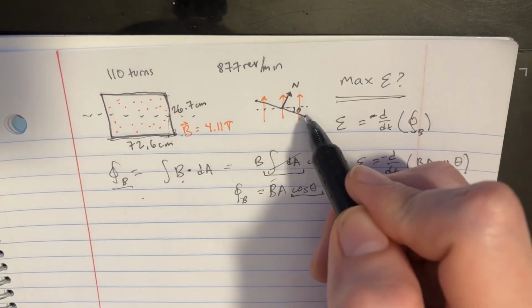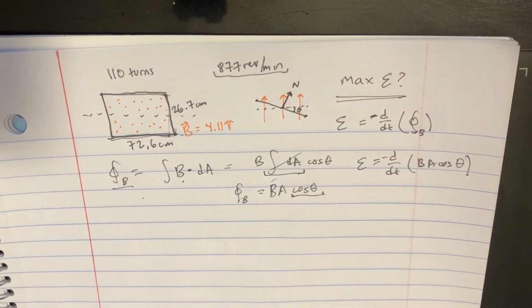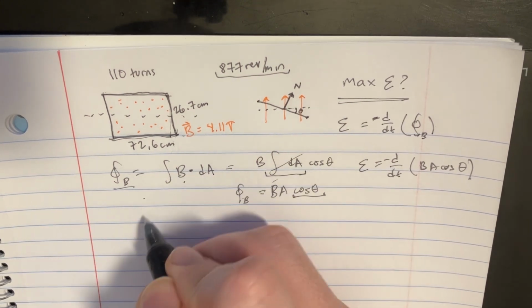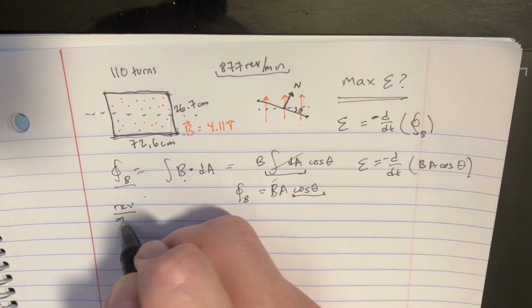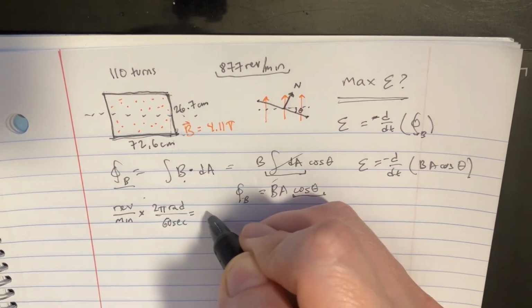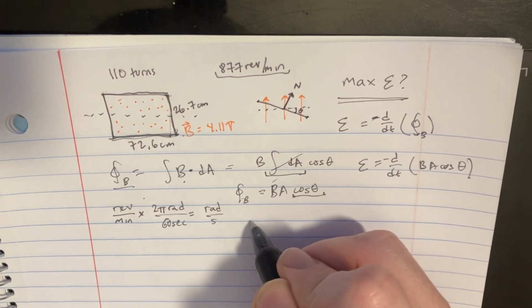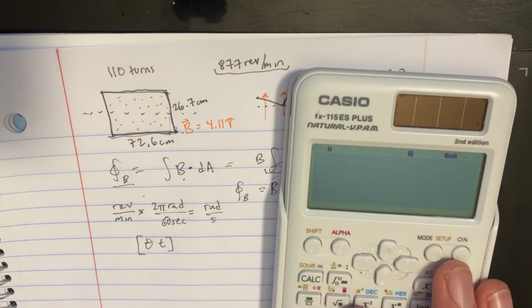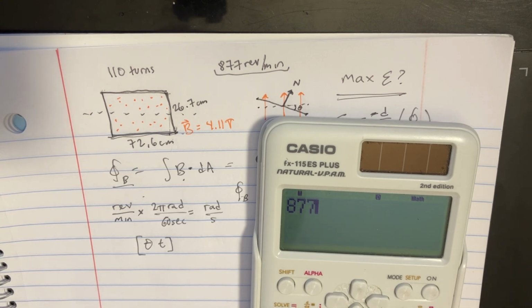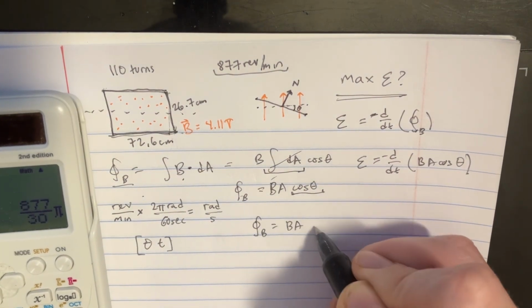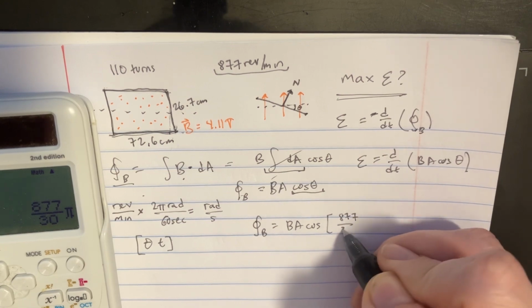Right, I guess we do have to know what theta is, because we have the 877 revolutions per minute. If we look at our little mechanics cheat sheet, we'll remember that revolutions per minute is supposed to be multiplied by 2 pi radians per 60 seconds, and that would give you the radians per second. So that would give you theta t. So when you multiply 877 by 2 pi over 60 seconds, it would be something like the flux is BA cosine of 877 over 30 pi.